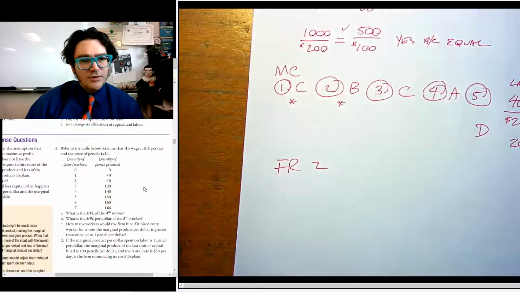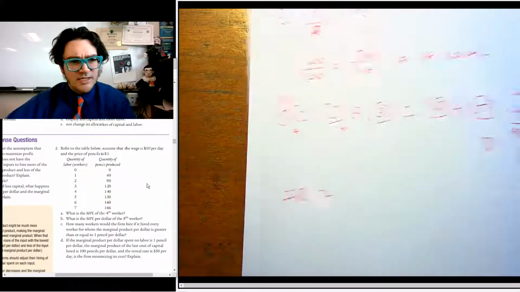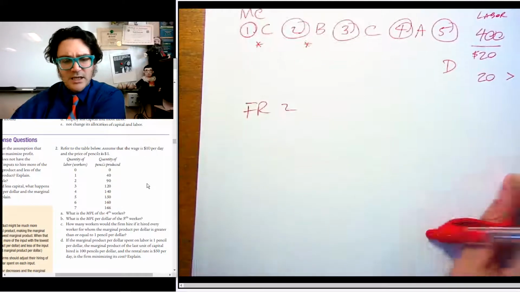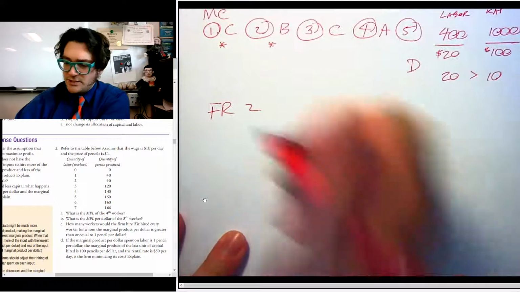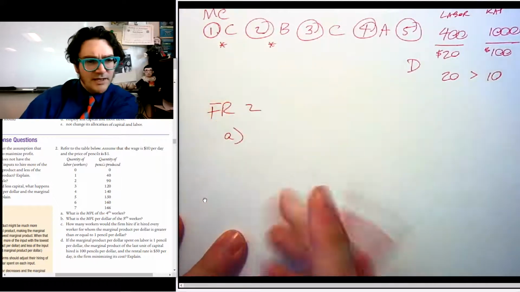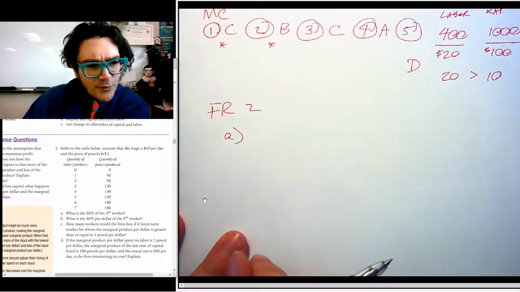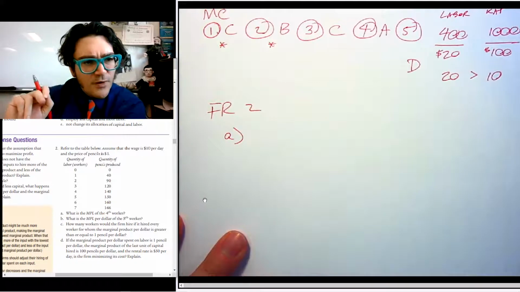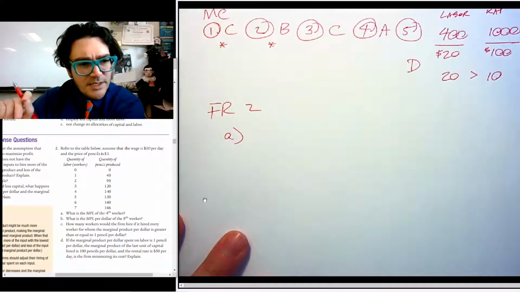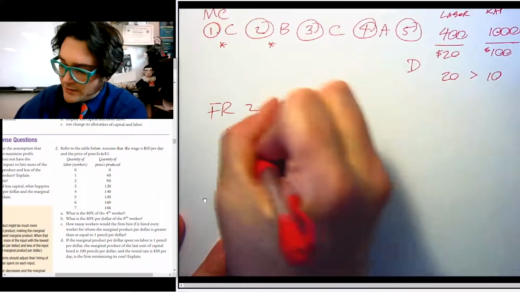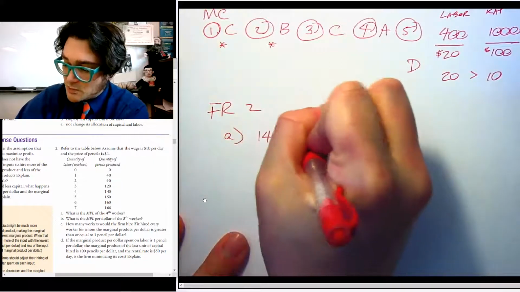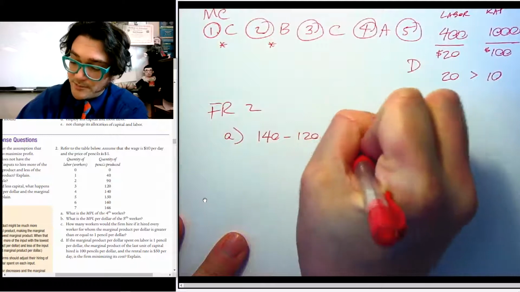Free response number 2. Refer to the table below. Assume the wage is 10 per day. The price of pencils is 1. A: What's the marginal product of labor of the fourth worker? We don't really need that information for this. When we go from 3 to 4 workers, quantity of pencils goes from 120 to 140. So 140 minus 120 equals 20.